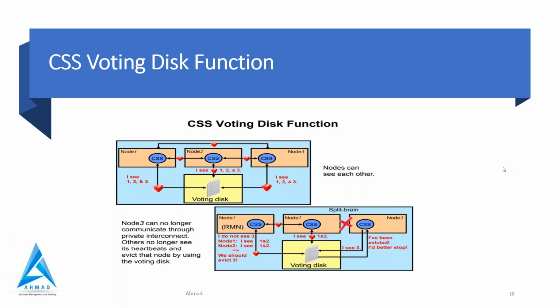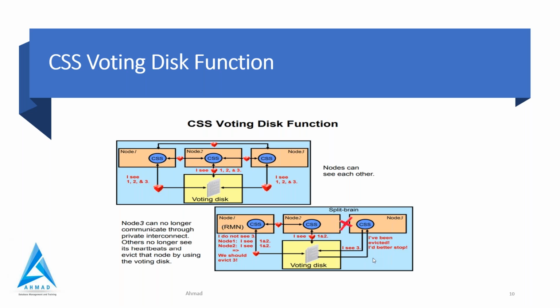So if you see, we have two combinations. Node 1 can see node 2, node 2 can see node 1. So 1 and 2 or 2 and 1, in that both are used 2 times, but 3 is not there. But the voting disk can see 3, while each node cannot see 3. So that information will go to the voting disk, and then node 3 can understand I have been evicted, so better I stop. Clear?